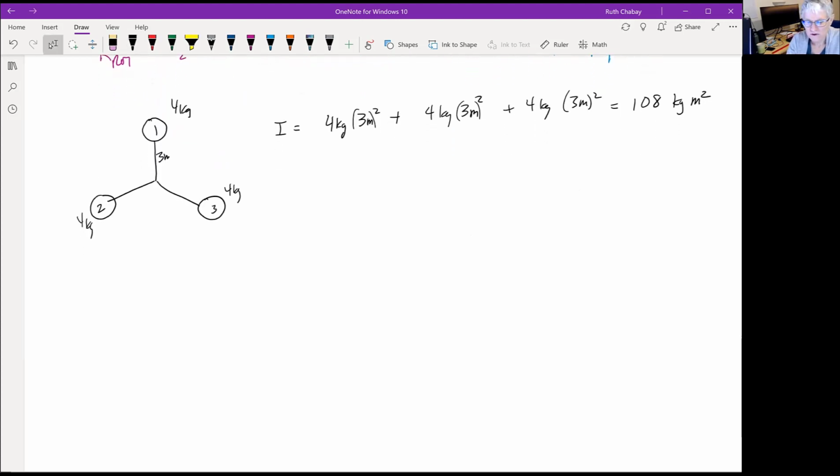Now let's suppose that instead of that, we had 6 of these balls, and they each had masses of 2 kilograms.